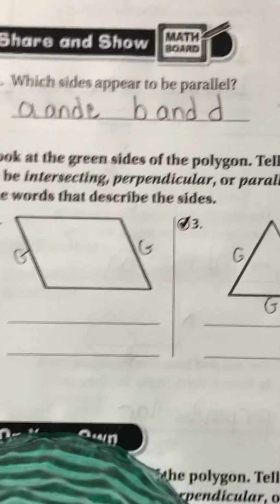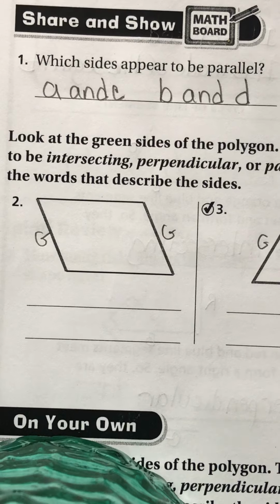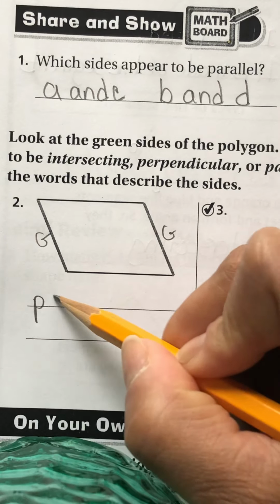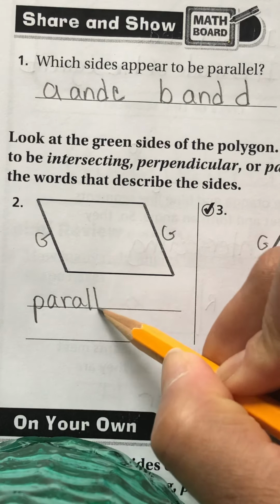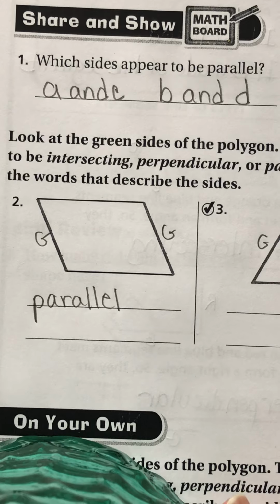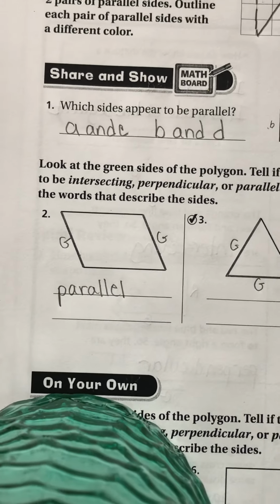Starting with number 2. What kind of lines are those? They're never going to touch. They're never going to cross. They're parallel. These two will never touch and never cross. All right, I'll zoom out a little bit.